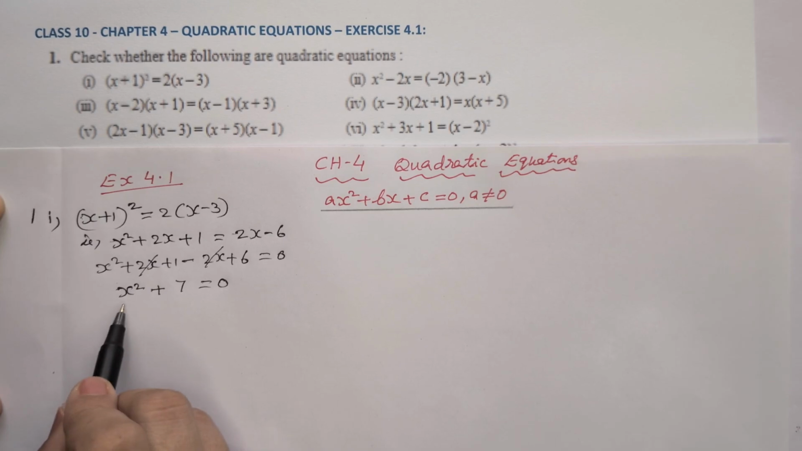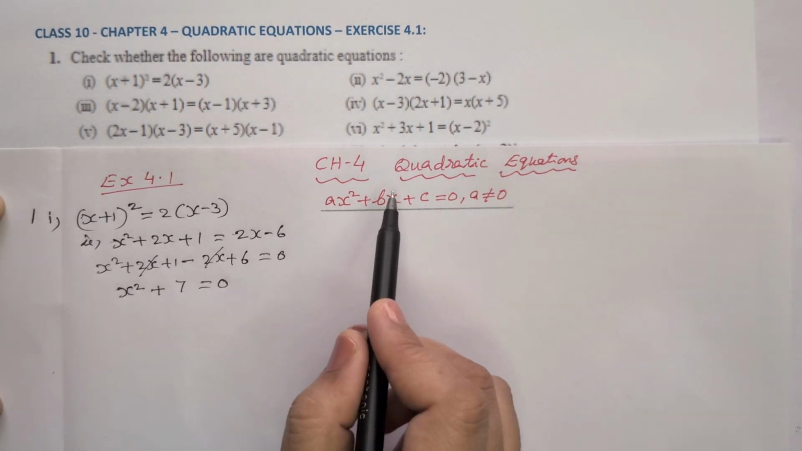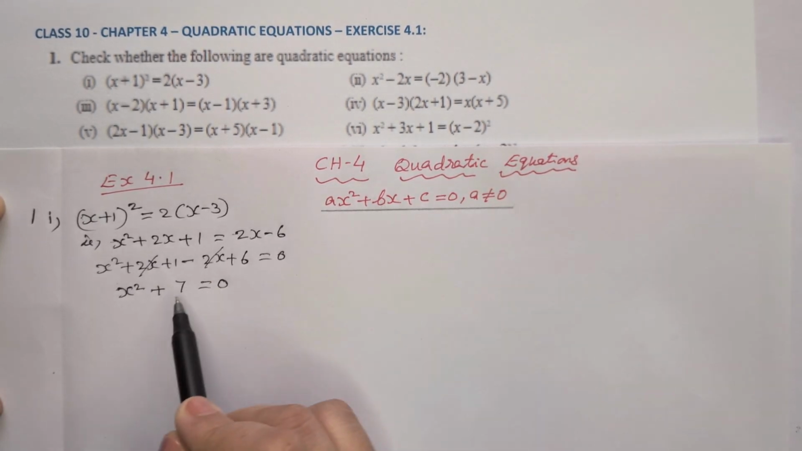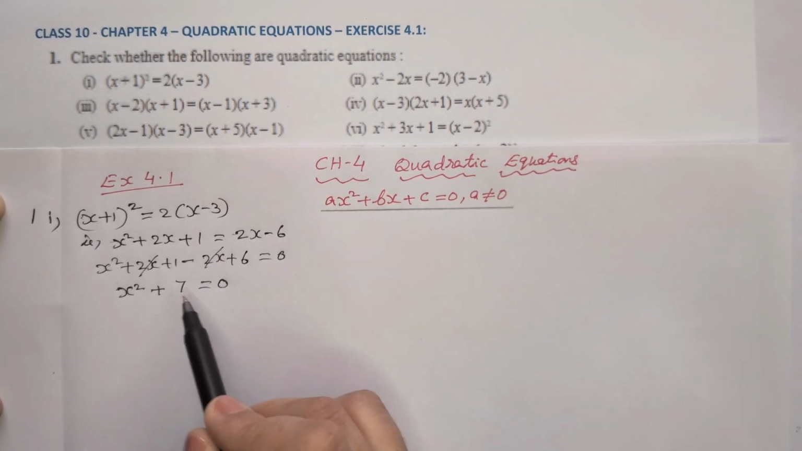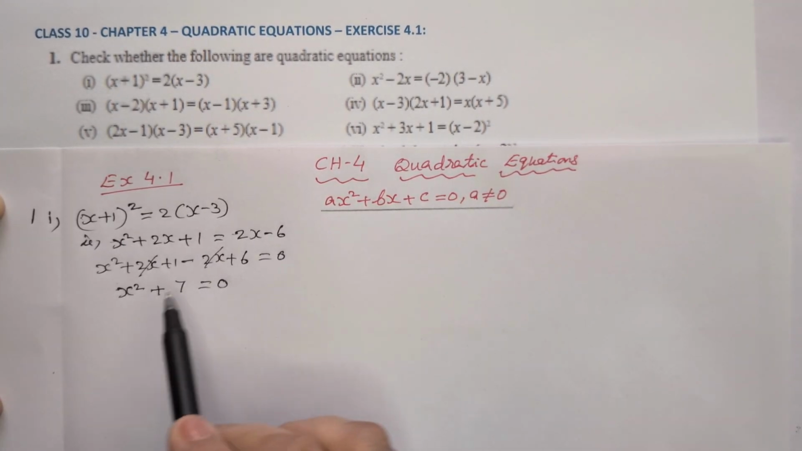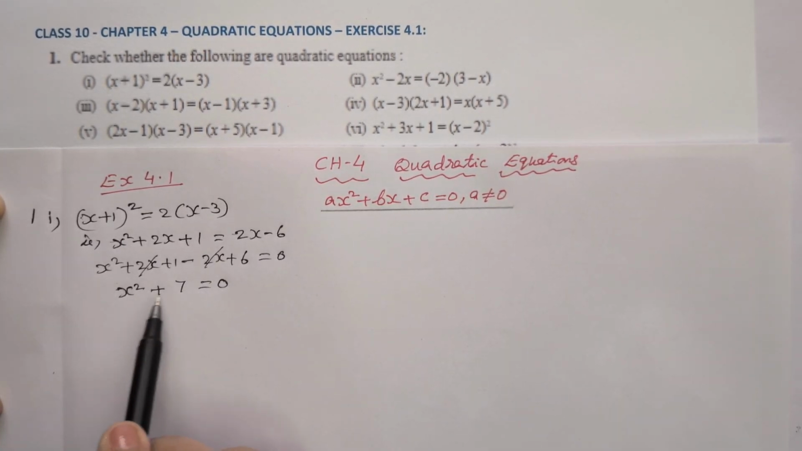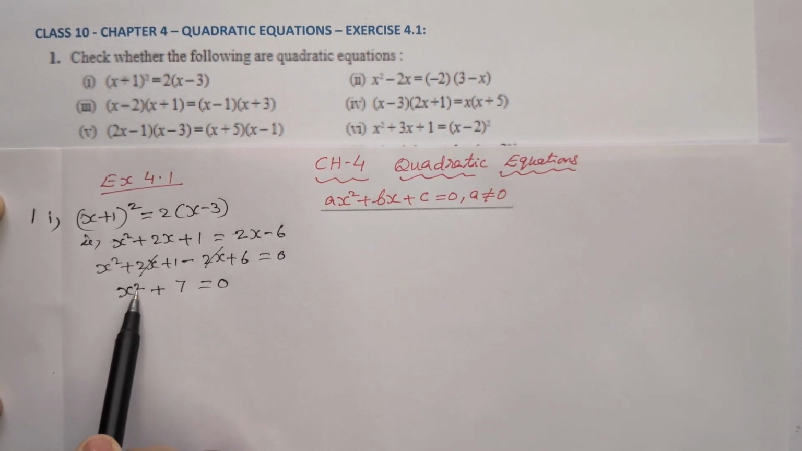Now here we can see this is the form ax square plus c. Here b is 0. The x term is not there but the constant is there, and the x square term is also here. So we can write this as a quadratic equation because the power of the variable x is 2. If the power is 2, we can write that as a quadratic equation.